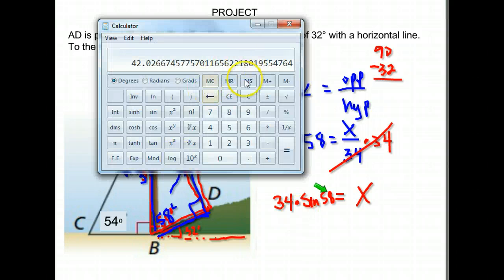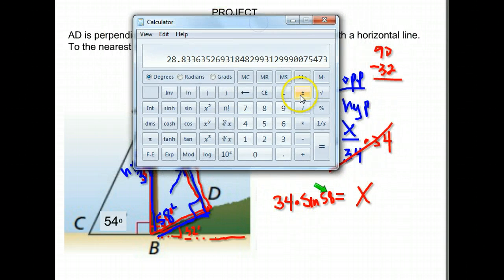I take out my calculator, calculate that. You want to do the sine of 58 first. So you put your angle 58, push your sine button, multiply by 34. When I do that, I get about 28.8. It wanted it rounded to the nearest inch.